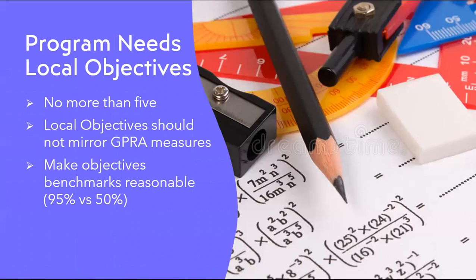Oh, and make your objectives' benchmarks reasonable. We read lots of objectives where it says 95% of the students will, and, gosh, only 80% made it. Well, 80% is really good. So we suggest in most cases you should just say a majority of the students, more than 50%, will succeed. Do it that way.